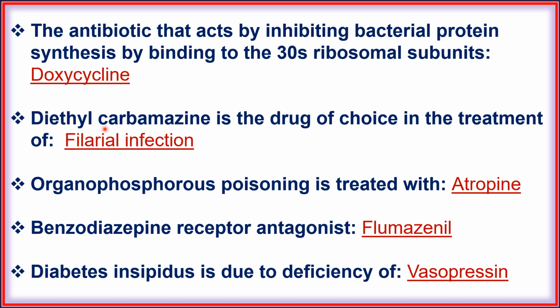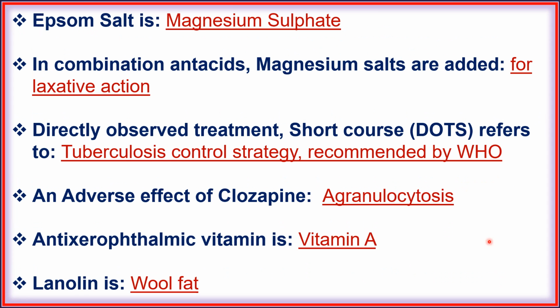Next, diethylcarbamazine is the drug of choice in the treatment of filarial infection. Next, organophosphorus poisoning is treated with atropine. Next, benzodiazepine receptor antagonist is flumazenil. Next, diabetes insipidus is due to deficiency of vasopressin. Next, Epsom salt is magnesium sulphate. Next, in combination with antacid, magnesium salt are added for laxative action.